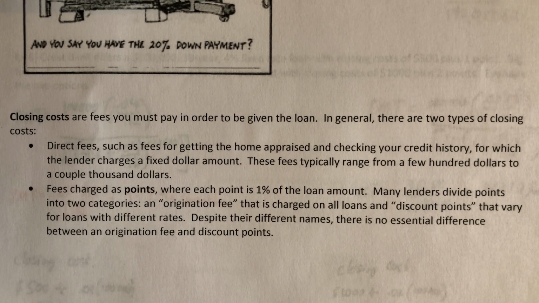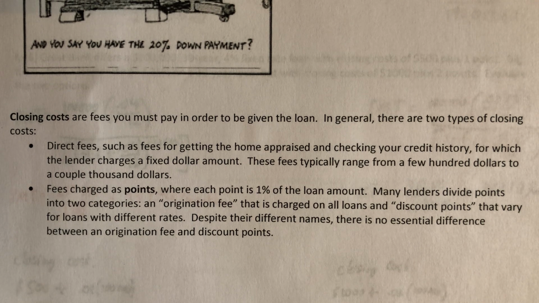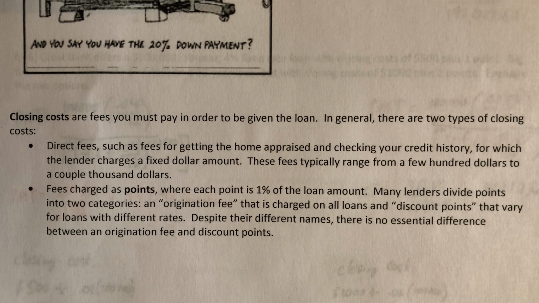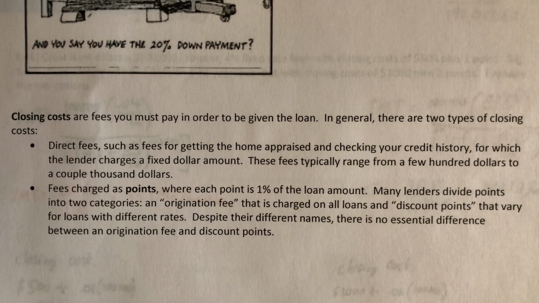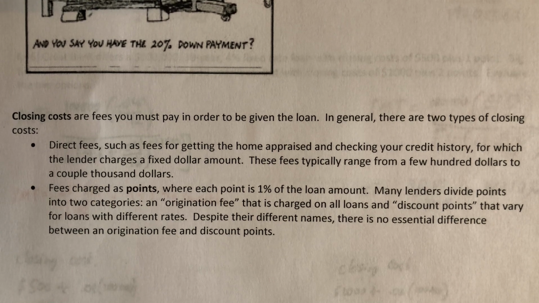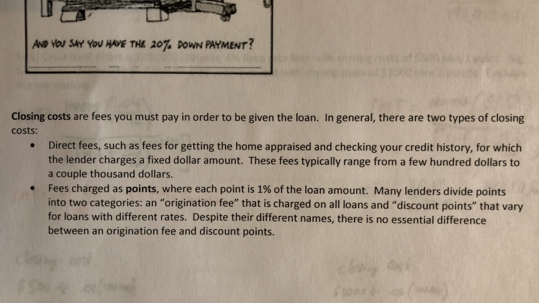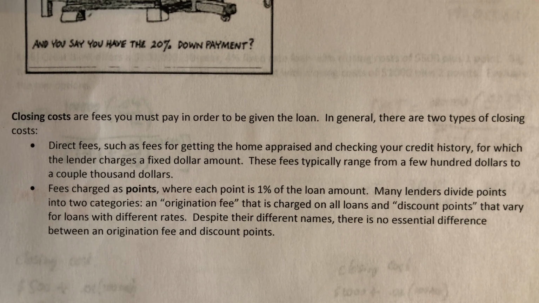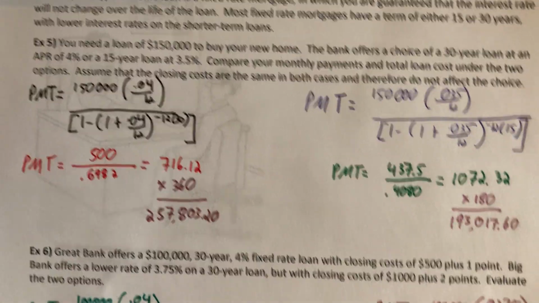The other type of fee you'll see are points. And a point is 1% of the loan. Okay, so this is an origination fee that's charged, discount points. So sometimes you can pay points up front and they will lower your rate for you. So they may say, we'll give you 3.5% now, but if you pay a 2-point fee, so 2% of your loan, we'll drop it down to 3.25 or 3%. Okay, so sometimes they'll use points to try to decrease the interest rate on the loan that you have.